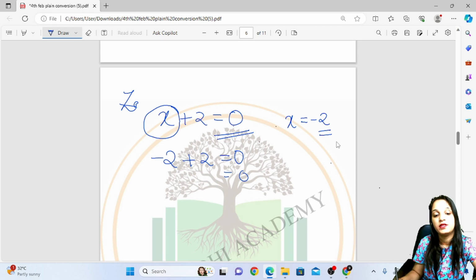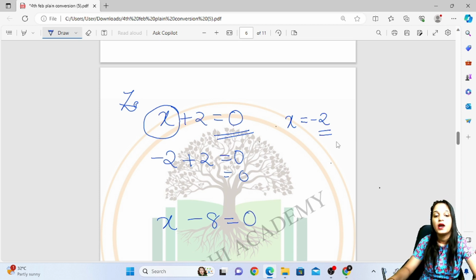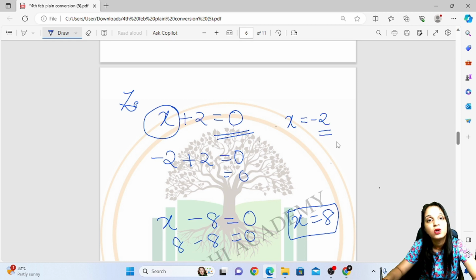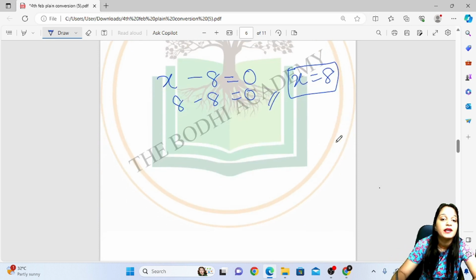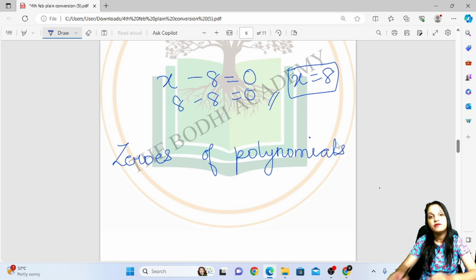Again, suppose I have one equation, x minus 8 equal to 0. If I substitute x equal to 8, then 8 minus 8 will be equal to 0. So this x equal to 8 is called the zero of this polynomial. Then there are certain steps to find zeros of a polynomial. That we will see in the next class.